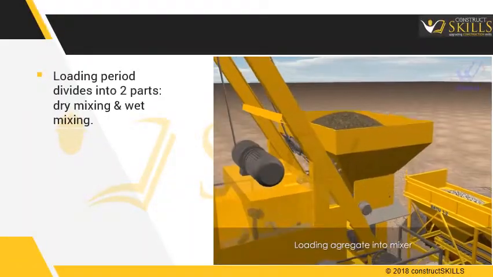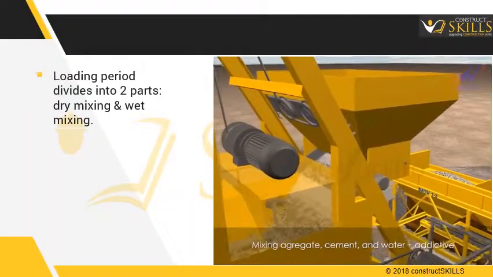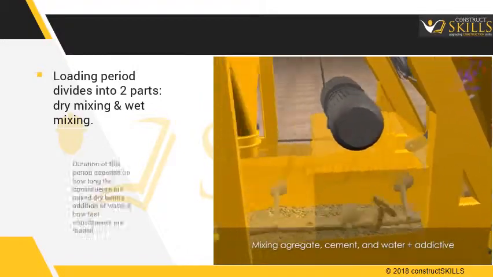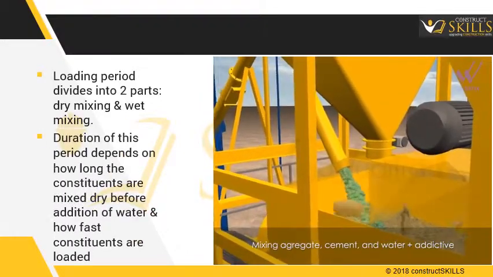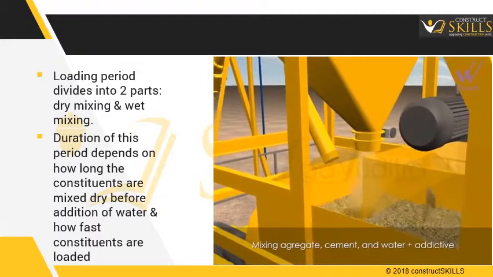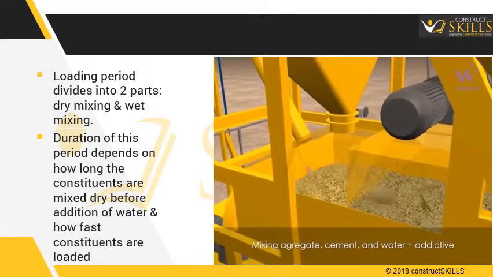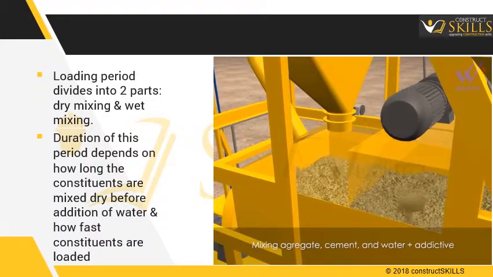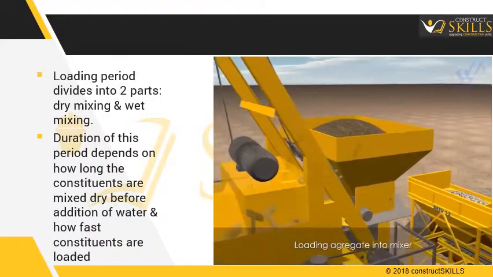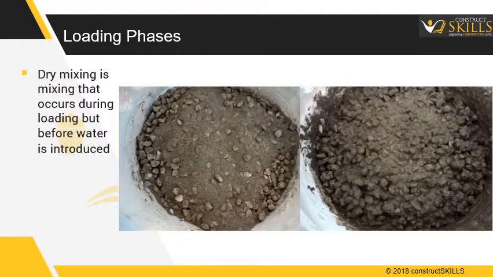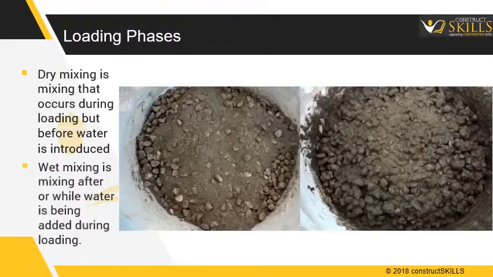The loading period divides into two parts, dry mixing and wet mixing. The duration of this period depends on how long the constituents are mixed dry before the addition of water and how fast the constituents are loaded. Loading phases. Dry mixing is the mixing that occurs during loading but before water is introduced. Wet mixing is the mixing after or while water is being introduced, but still during loading.